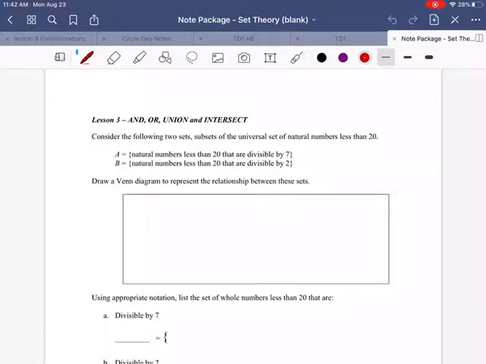Okay, here's lesson 3: and, or, union, and intersections. So we've got these two sets of numbers. Set A is the natural numbers less than 20 divisible by 7. Set B is the natural numbers less than 20 that are divisible by 2. Pause the video and try to write down what you think these sets are. You might have to look at the first page in your notes package and review what natural numbers are.